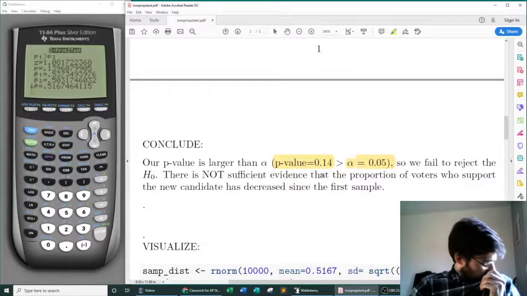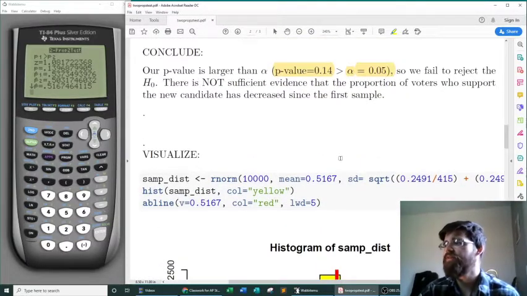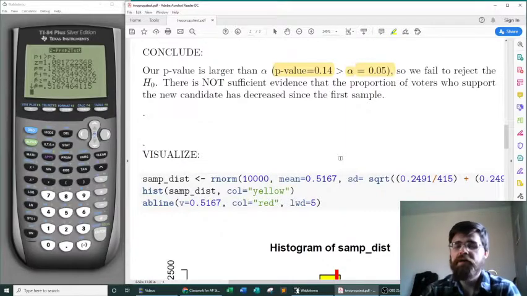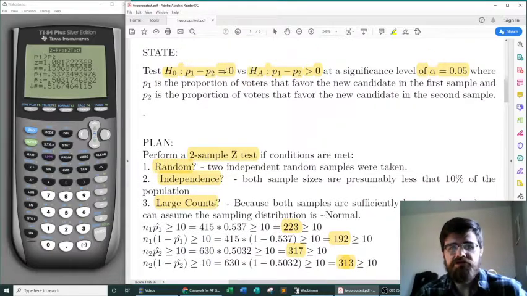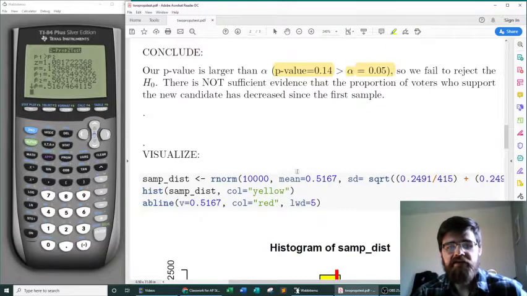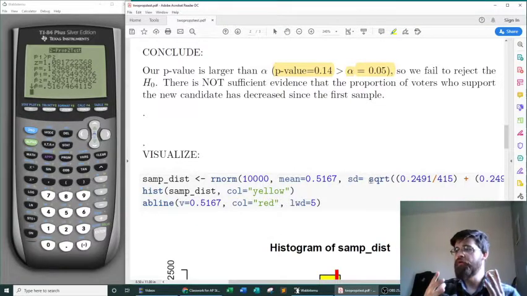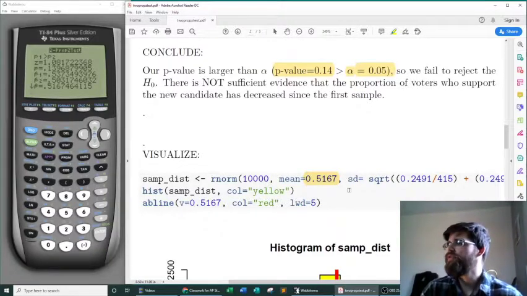So to visualize this, the first thing I'm going to do is look at what does the sampling distribution look like given the null hypothesis. So remember, our null hypothesis is that these two proportions are the same thing. So if we have a population of voters, right, all the voters in this state, and truly about 52% of them support the new candidate.